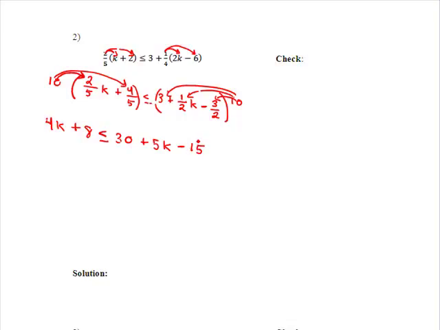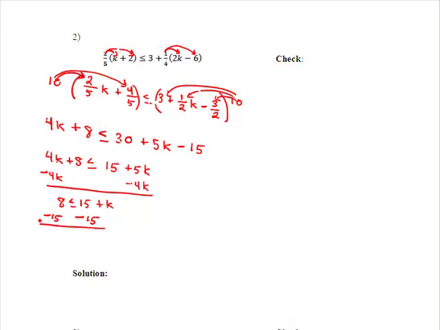Okay. What's left is to combine my constants on the right hand side. So 30 minus 15 is 15 plus 5k. And again, the variable that I'm trying to solve for appears on both sides of my inequality. Let's get them to one side. I'm going to move my 4k over to the other side. And so I'm left with 8 is less than or equal to 15 plus k. And then I'm going to subtract my 15 so that I have k all by itself. So I get a negative 7 is less than or equal to k.